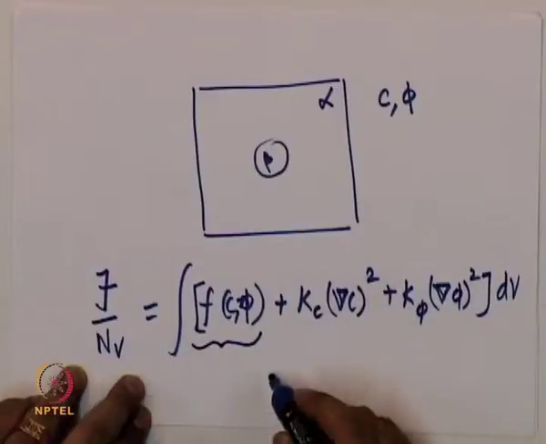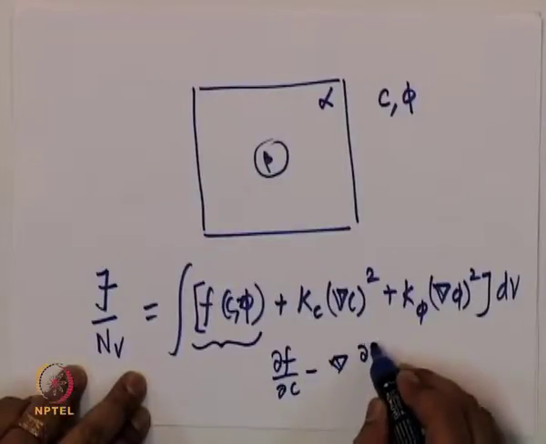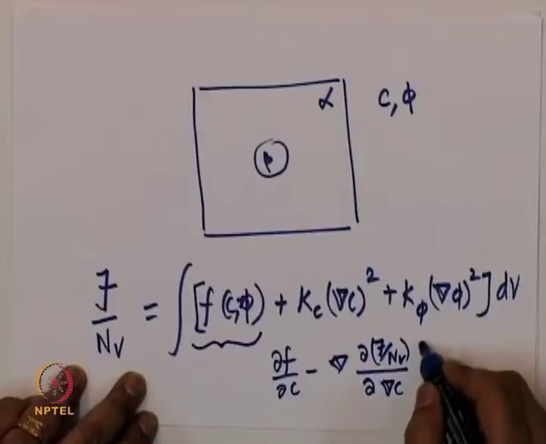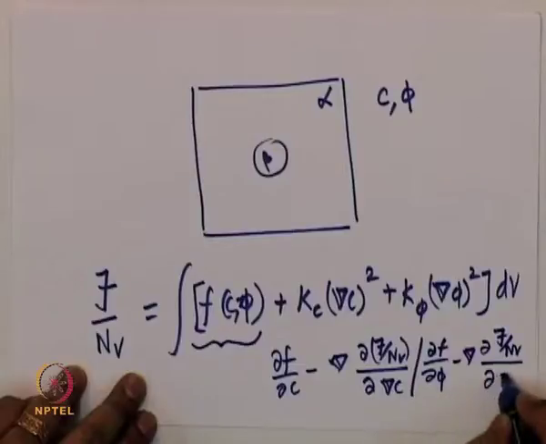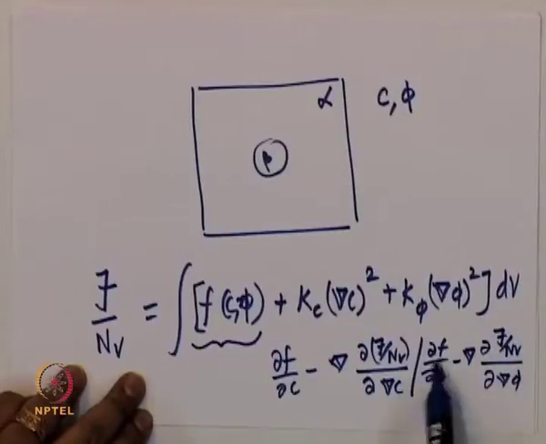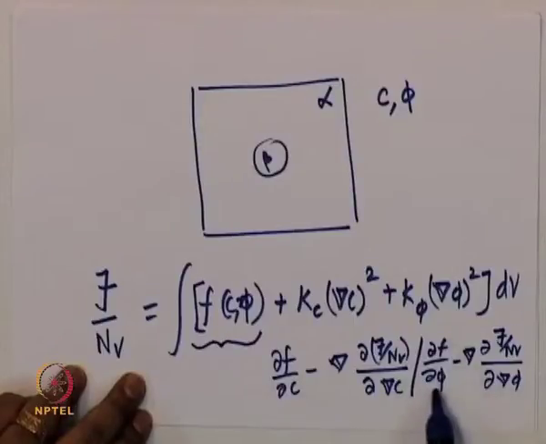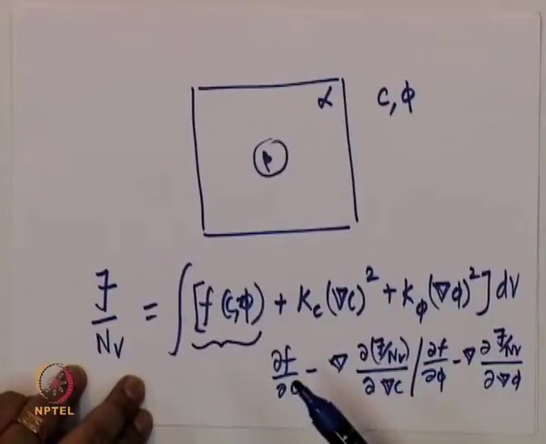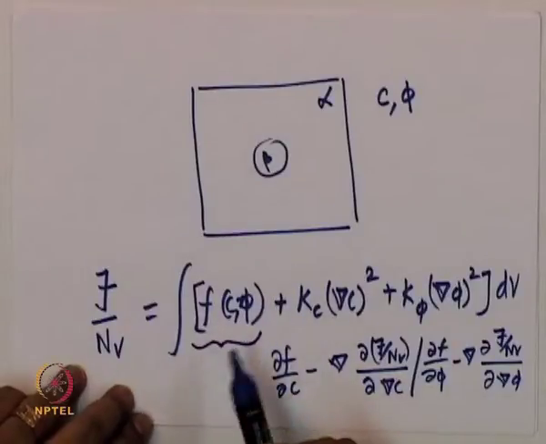Remember, our Euler-Lagrange equation is going to be dou f by dou C minus del dot dou f by dou del C, or in the case of phi, that is going to be dou f by dou phi minus del dot dou f by dou del phi. So, this term is going to give you the del squared phi or del squared C term, and this dou f by dou phi, dou f by dou C, because f is a function of C and phi, is going to be a function of both C and phi. So, that is why these 2 equations are going to be coupled. These are coupled nonlinear partial differential equations which have to be solved simultaneously. So, choosing f of C comma phi happens to be the most crucial thing.